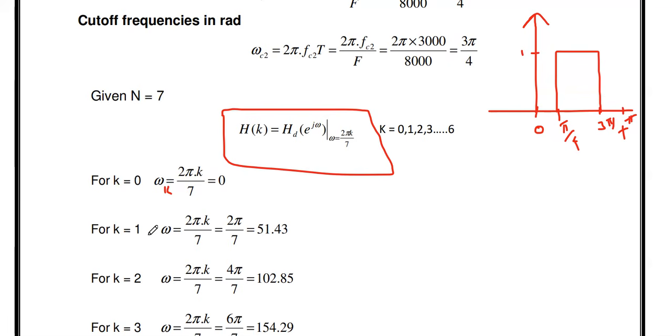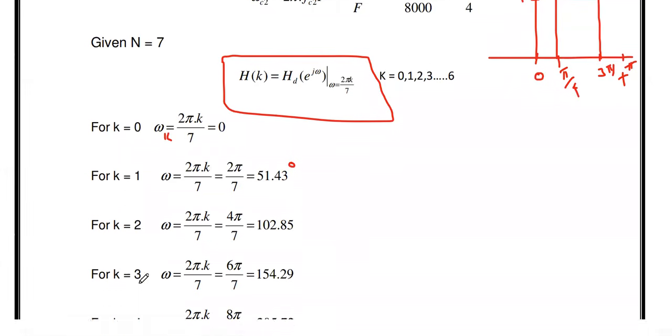Similarly for k equal to 1, 2 pi times 1 divided by 7, so 2 pi by 7. If we substitute pi as 180 degrees, we get the angle 51.43 degrees. Or otherwise, if you consider pi as 3.14, we may get a different answer. Here I am taking pi as 180 degrees. So 2 into 180 divided by 7, we get 51.43 degrees.